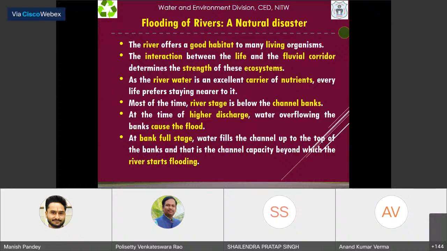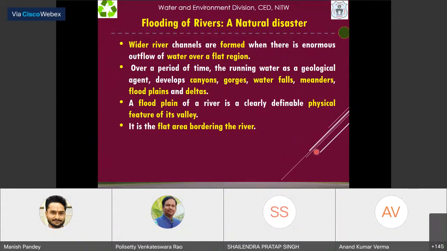At bank full stage, the water fills the channel up to the top of the banks, and that is the channel capacity, beyond which if the water flows, then the river starts flooding. And wider river channels are formed when there is an enormous outflow of water over a flat region. So here, unlikely, the banks are going to be there. The banks are almost like an imaginary or a flat region.